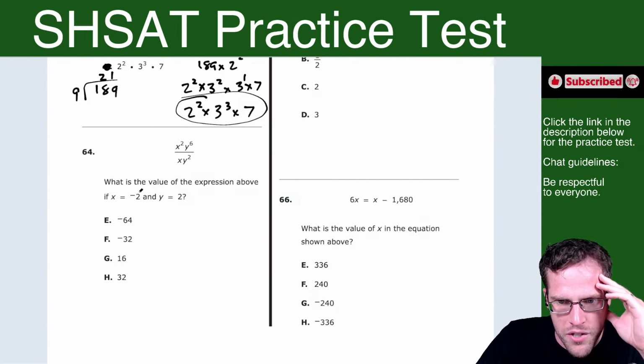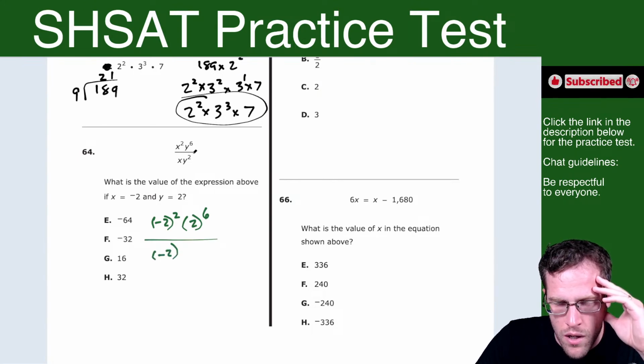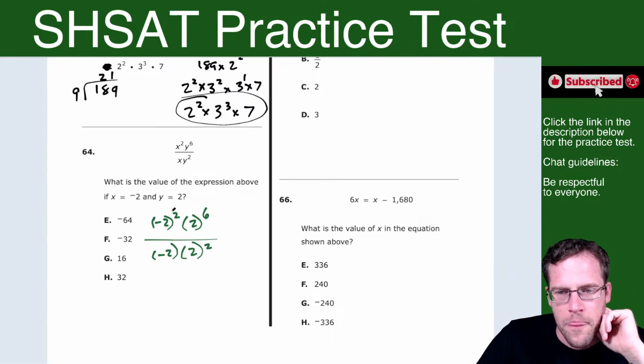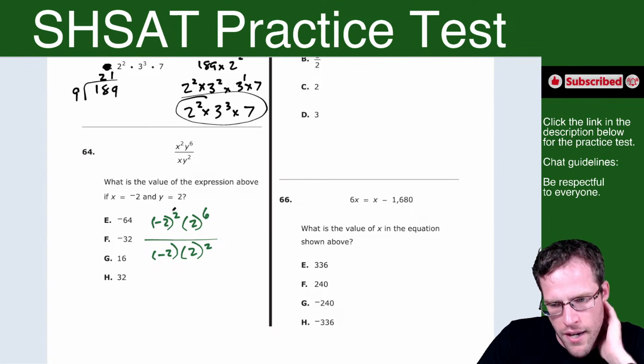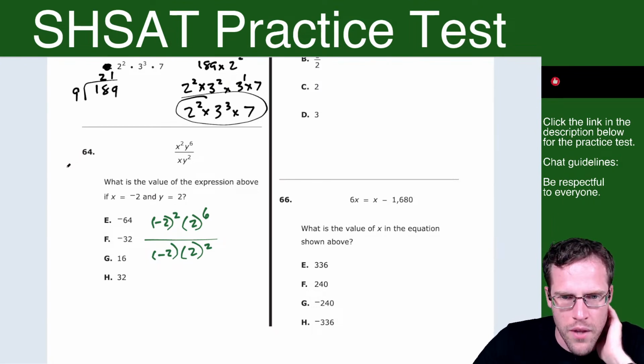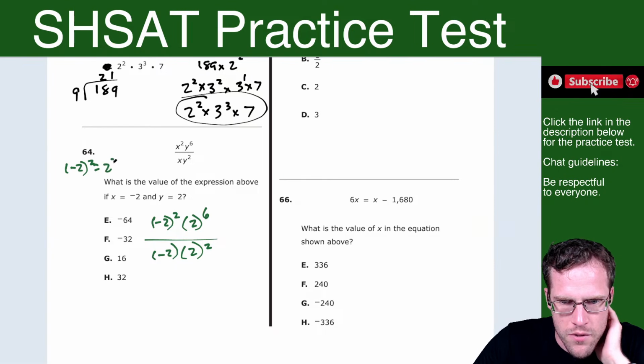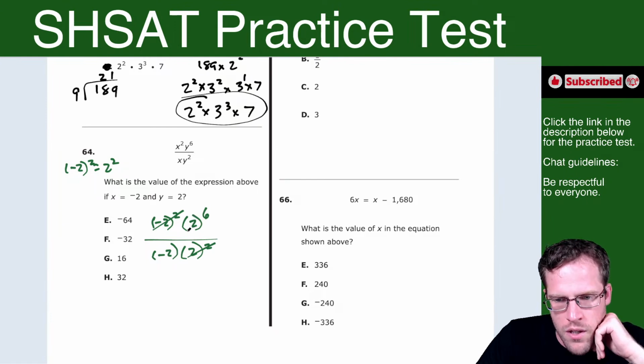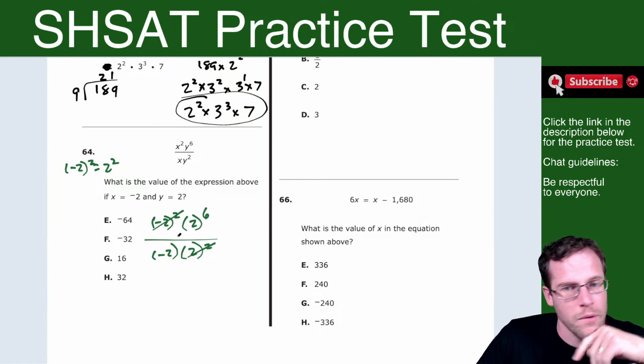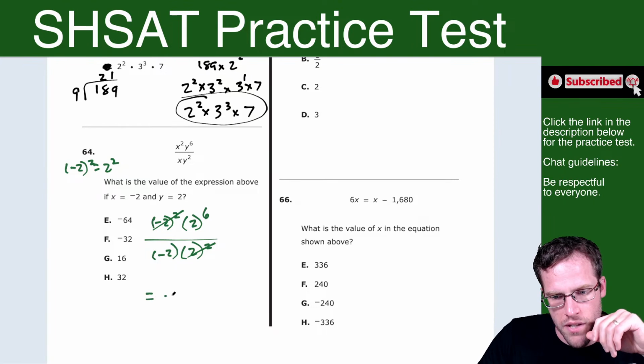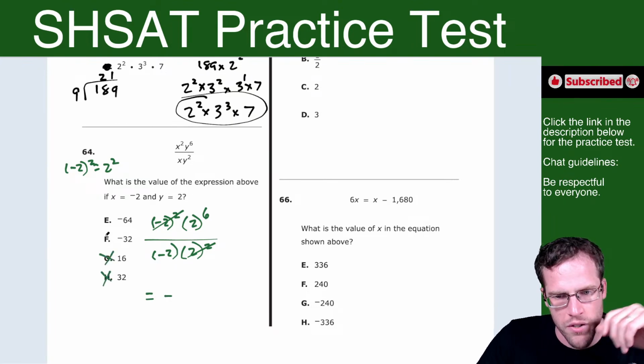What is the value of this expression? All right, so x to the second, you're going to have to put in parentheses 2 to the 6th power over, we've got -2, and then 2 to the 2nd power. Now, the trick here is don't actually multiply this out. Just know that -2 squared is the same thing as 2 squared. So these things here cancel. They're going to be equal. And then now we have just a negative left on the bottom. So the answer is negative. So if I did guess, it's going to be E or F.